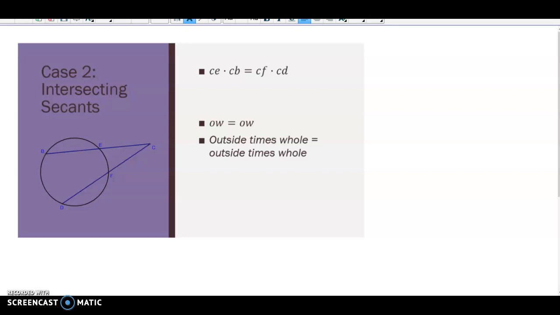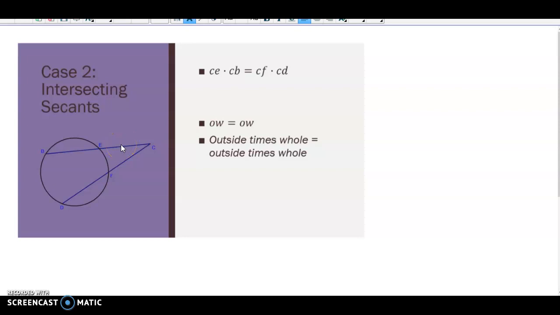So for case 2, we're going to be talking about intersecting secants. Secants intersect the circle at 2 different points. But they are not a chord, where a chord is a line segment whose endpoints are on the circle. Here we can see that we have a secant because we intersected at B and E, but it still goes all the way out here. So this line is just intersecting twice.